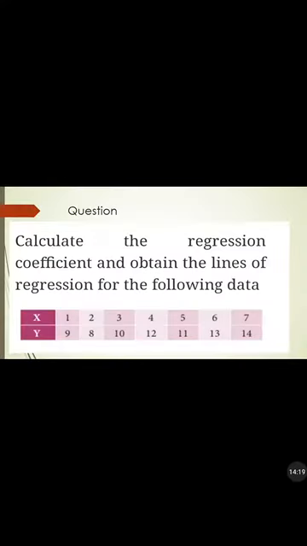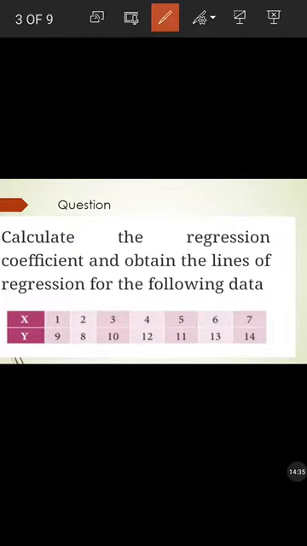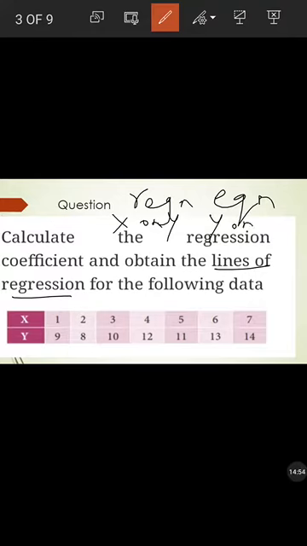Okay, now this is a question for this. Calculate the regression coefficient and obtain the lines of regression for the following data. So we have to calculate the regression coefficient and obtain the lines of regression. Lines of regression means regression equations. I am writing it in a short simple way, regression equation. So regression equation of x on y and next y on x. We have to calculate both of these for this particular problem.